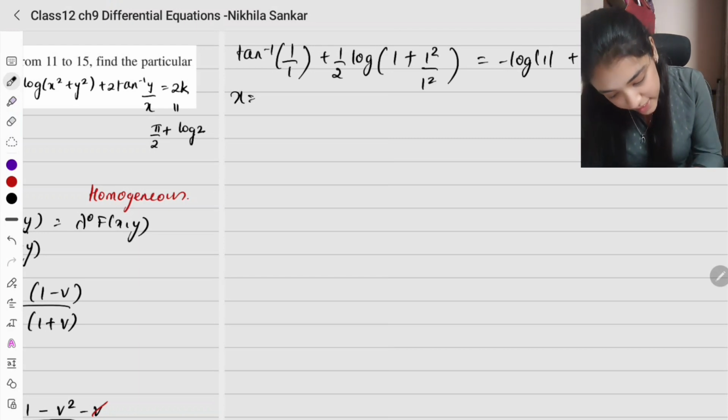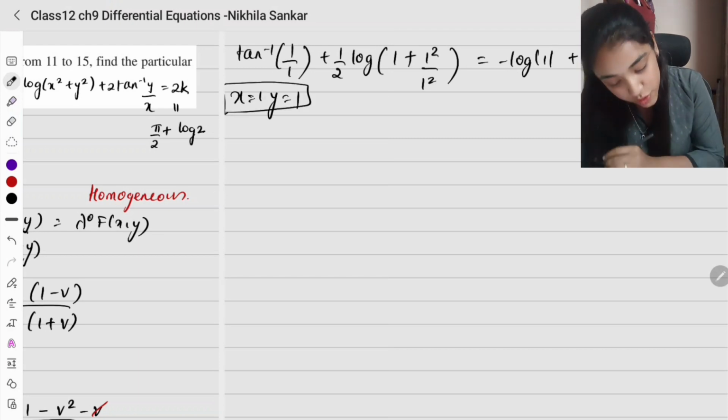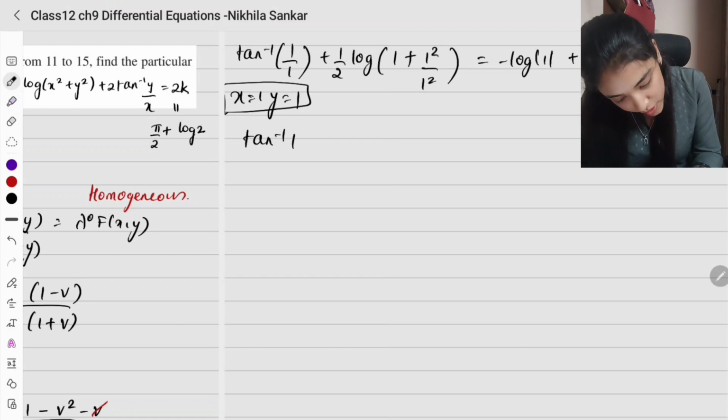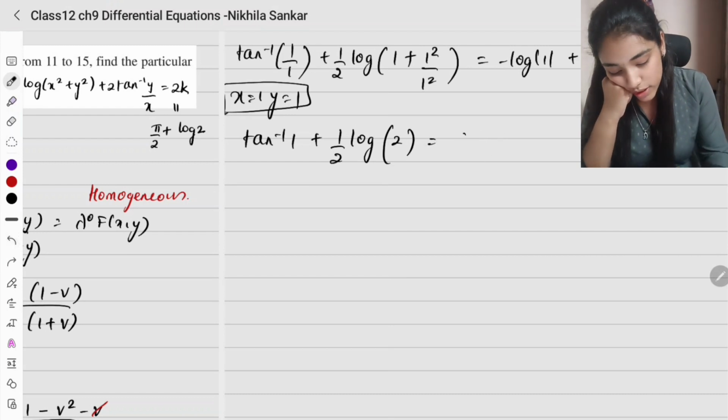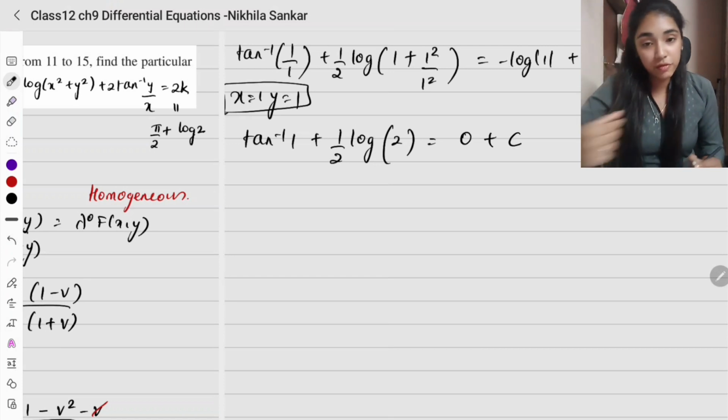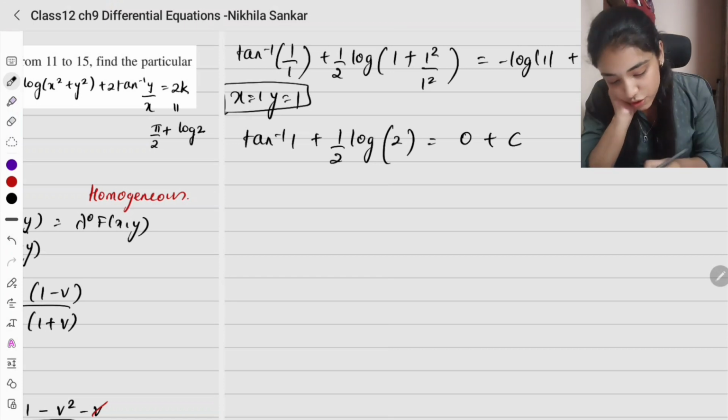It is given that the value of x is equal to 1 and value of y equals 1. And the substitution தான் பண்ணிருக்கேன். So I have tan inverse 1 plus half log of (1 plus 1), which is going to give me 2, equals minus log 1. Log 1 என்ன? 0. I'll directly put 0 plus c. You need to find what the value of c is. Okay, don't forget the integration constant.